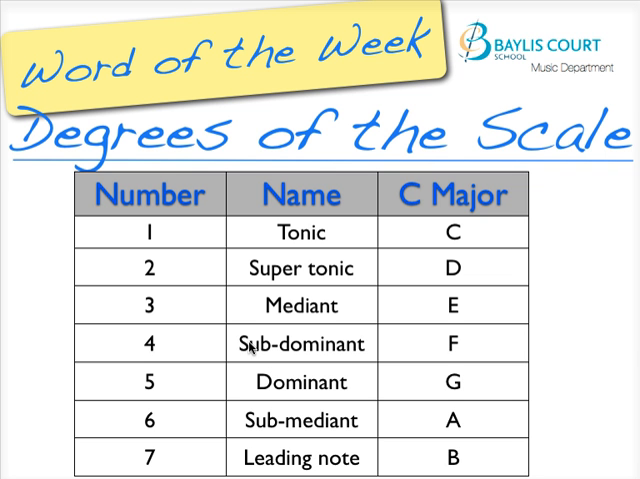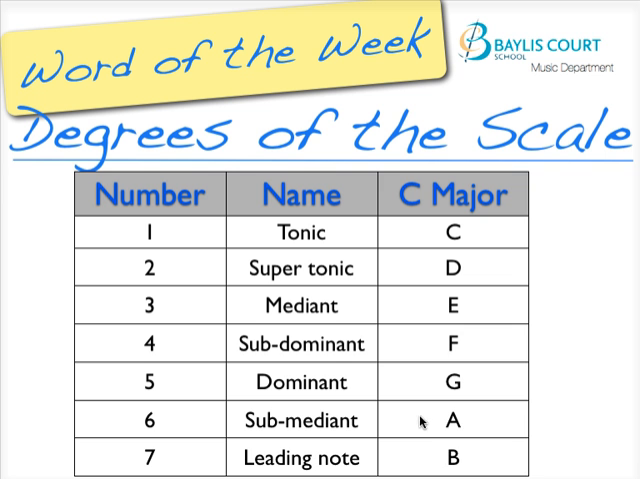Now the subdominant is 5 notes lower than C. If we went C, B, A, G, F, that's 5 notes below the tonic, which is why it's the subdominant. Whereas the 5th note, G, is called the dominant because it's 5 notes above the C. So the dominant is the 5th because it's 5 notes above, and the subdominant is the 4th because it's 5 notes below.